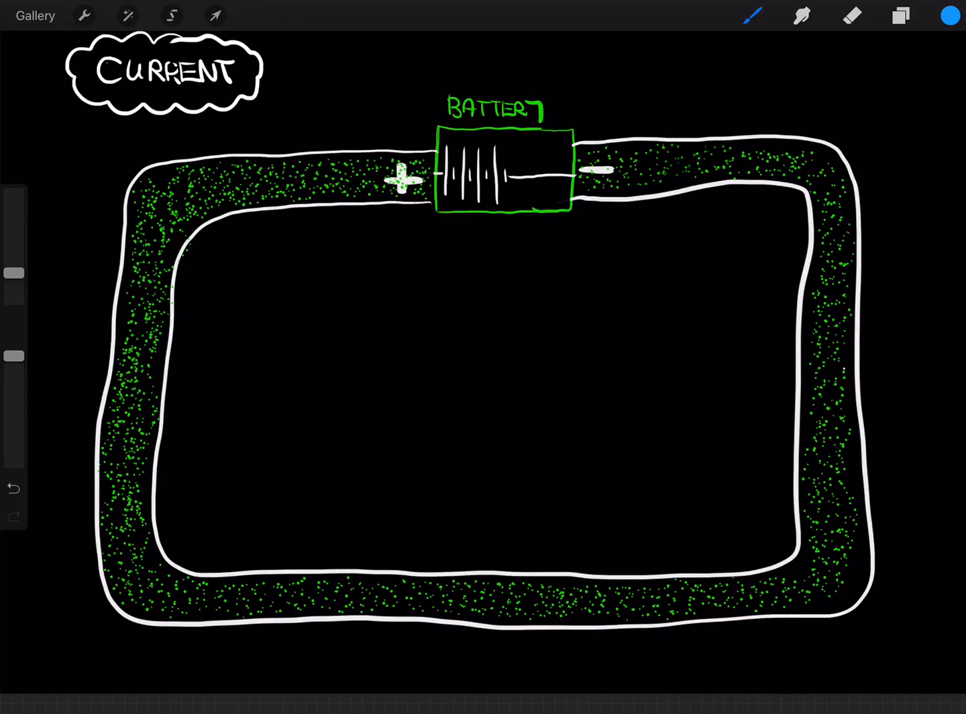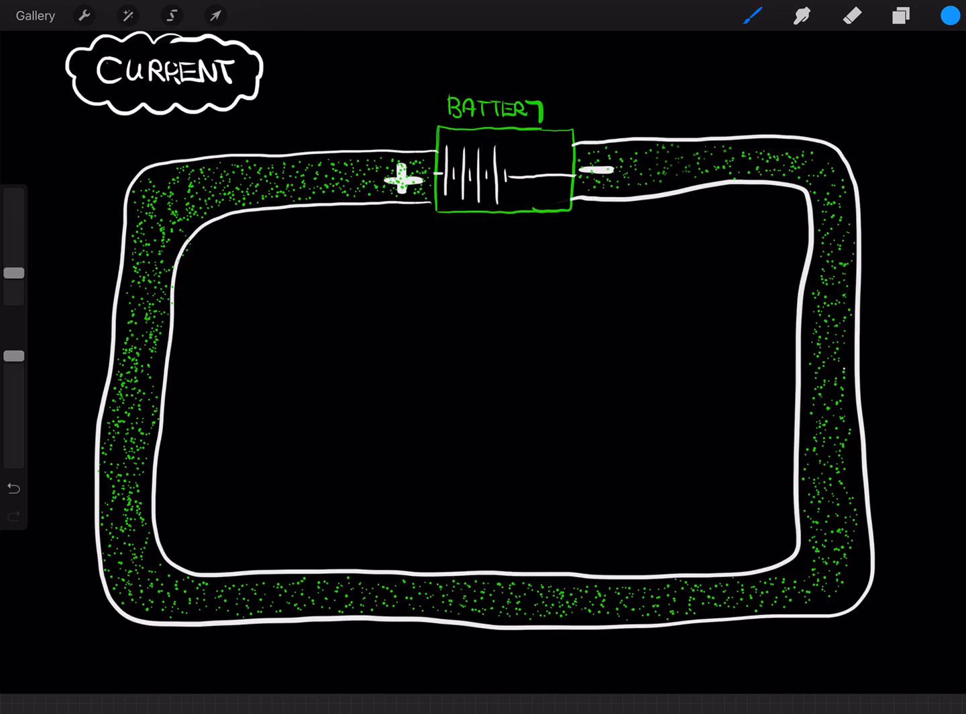Okay, so what we're going to do in this short video is discuss what we mean by current and how we measure it. Now here's a diagram of a very simple circuit. We've got our battery and we've got our wire connecting each terminal of the battery.